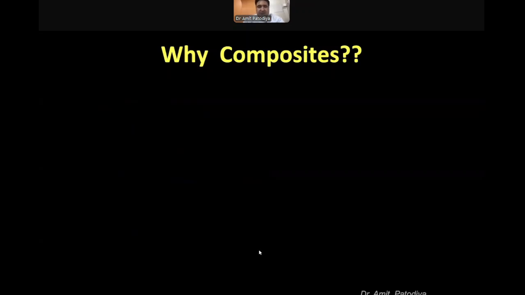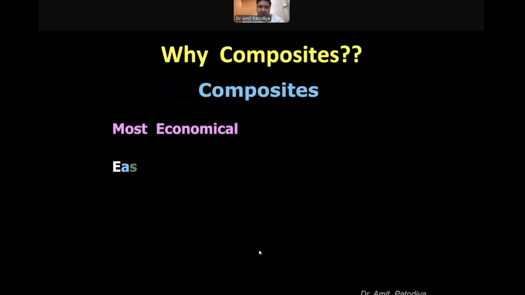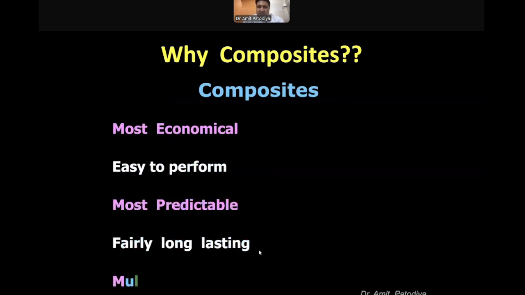Somebody may ask, why composites? Why not any other material? Reasons are very simple. It is economical, it is easy to perform, it is more predictable because the control is in your own hand. Life is pretty long, but for our composites also, if anything lasts 3 to 5 years, 6 years, it is good enough. And your composites have multiple use. You can use it in any situation.